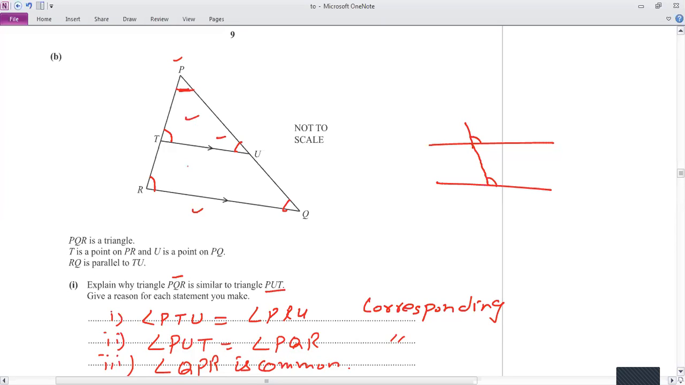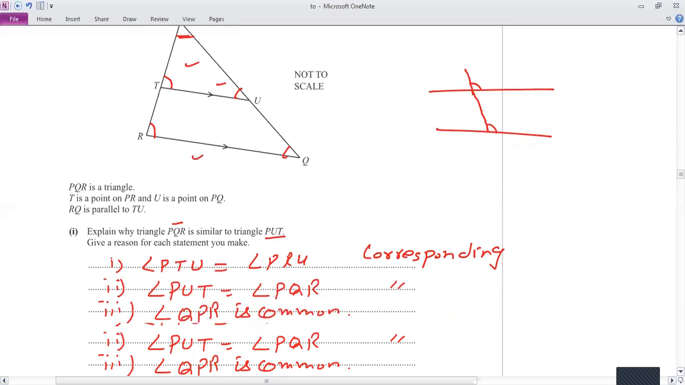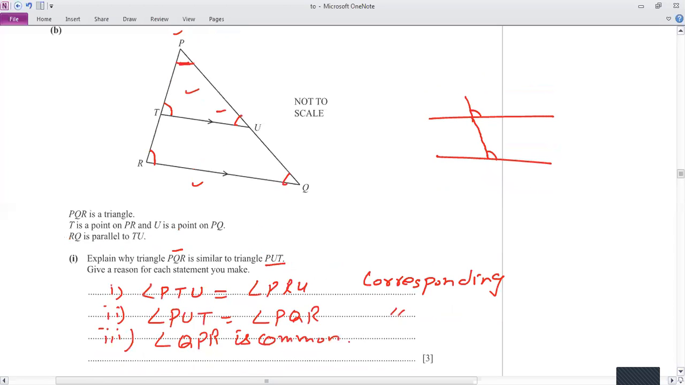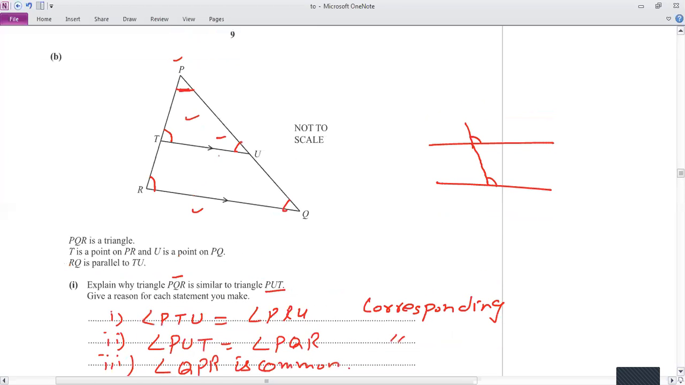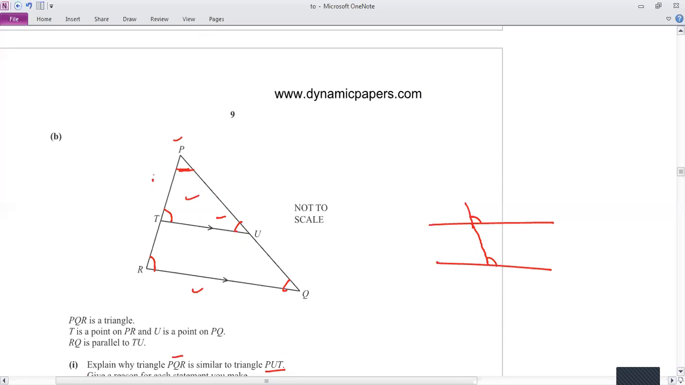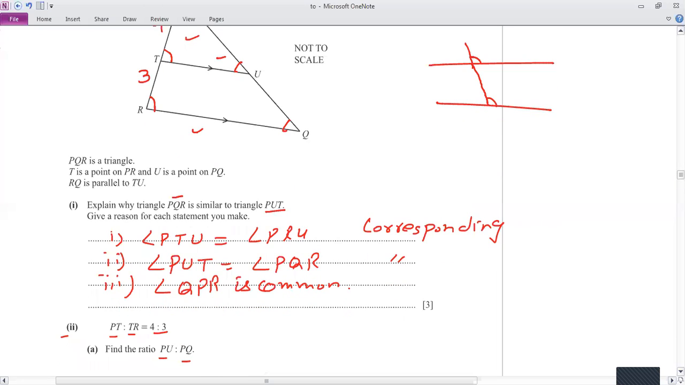For this triangle, when the 3 angles are the same, we say these triangles are similar triangles. The second part says PT ratio TR is 4:3. This part is 4, this part is 3. You have to find PU ratio PQ.